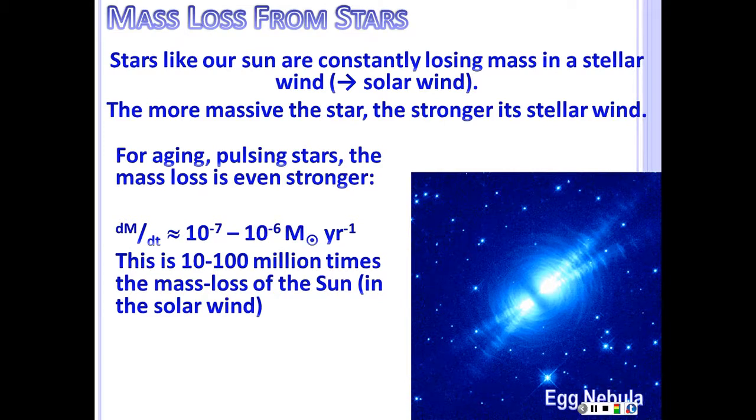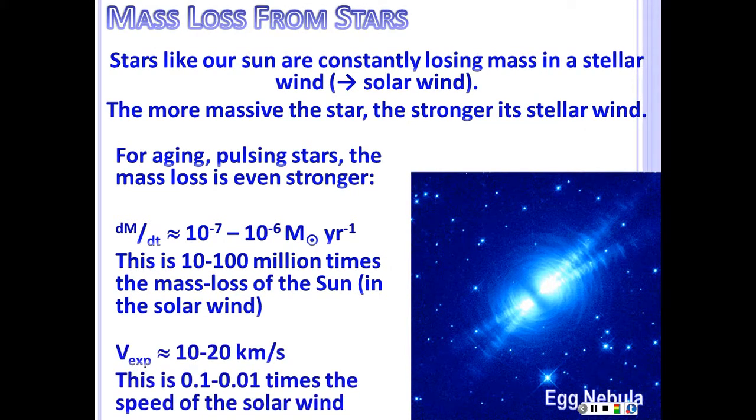So it's losing, of the order of a millionth of a solar mass per year, which doesn't sound like a lot, but the sun loses it at 100 million times less. There's a lot less material lost by the sun. But at the same time, the expansion velocity is not very great. It's only moving at about 10 to 20 kilometers per second, as opposed to the 100 or 1,000 kilometers per second that the solar wind has. So you have lots of mass not moving very fast, so the density of gas around the star that's drifting away is very high. And so what we see here, this is the Egg Nebula.